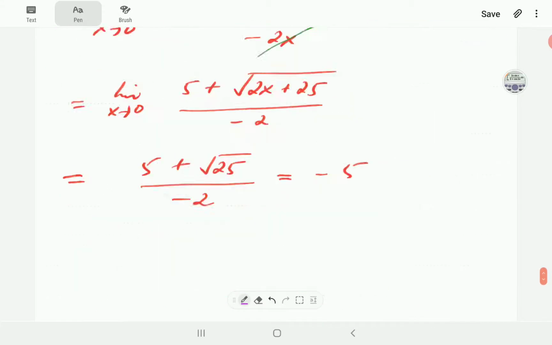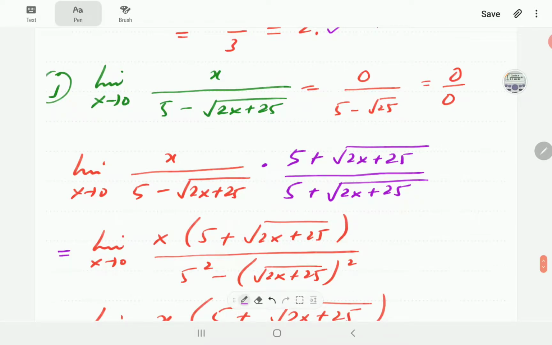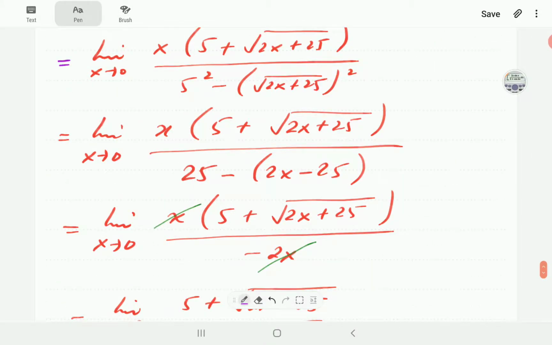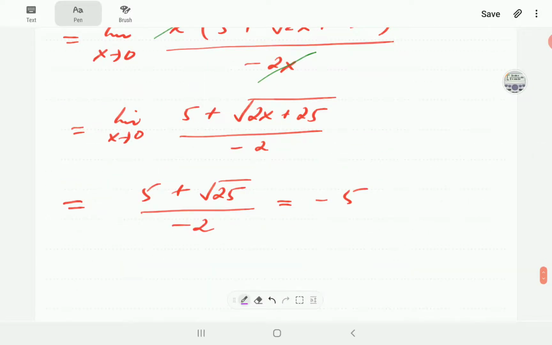And then for the next one, we have got a square root, so we need to rationalize the denominator this time. So we follow the same procedure, and once the square root has been removed, we notice that there is that common factor of x. And then once we have factored out and cancelled out the common factor, we can plug in x equals 0, and that gives us the limit to be -5.